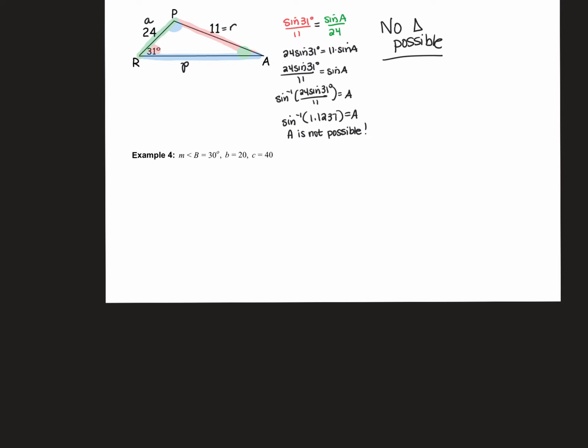All right, last example for today. Now this one does not have a picture. So the first thing I'm going to do is draw a picture. I just draw a random triangle, label it ABC, and label the sides with the lowercase letters. Then I fill in what I'm given. So I know that angle B is 30 degrees, I know little b is 20, and I know little c is 40.